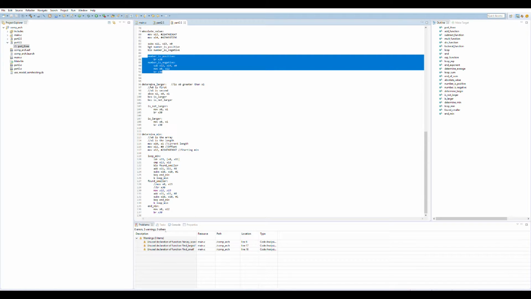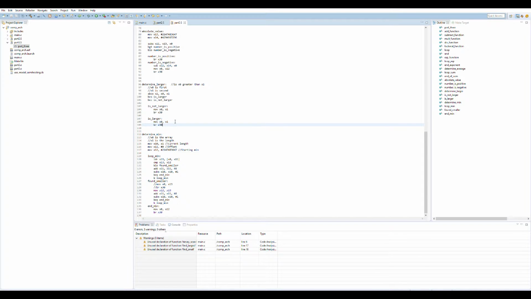Determine larger is a function that is given 2 numbers and just finds the larger one. We compare them and branch based on that difference. In this case, if the first one is larger, then it goes here. If the second one is larger, it goes here.